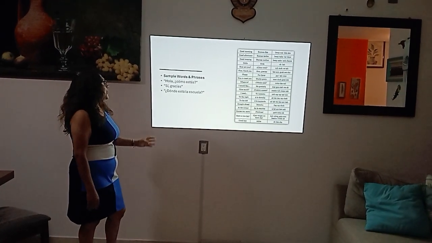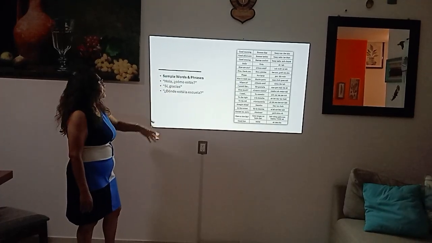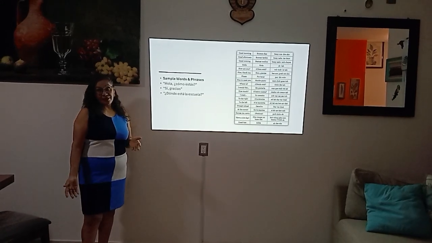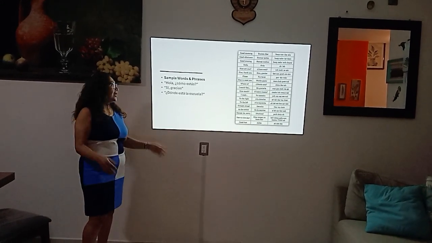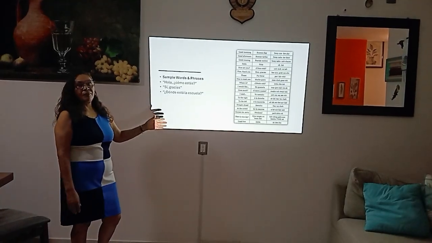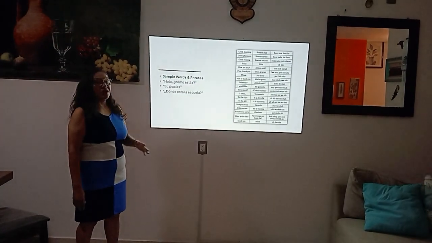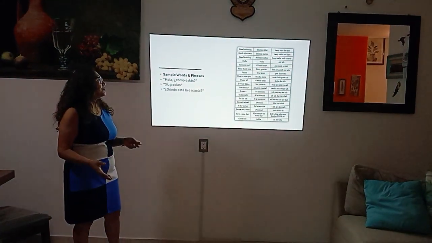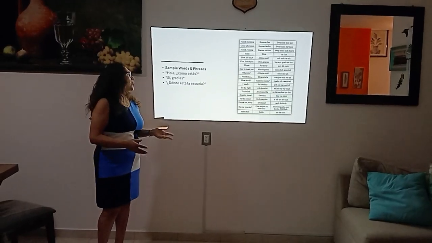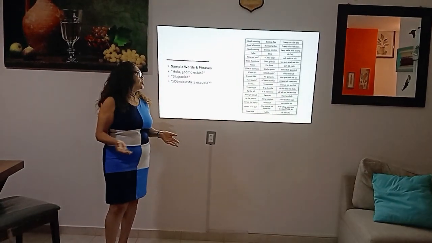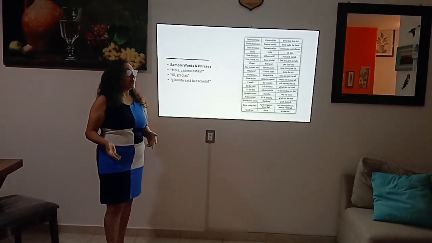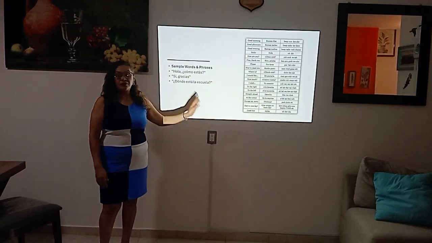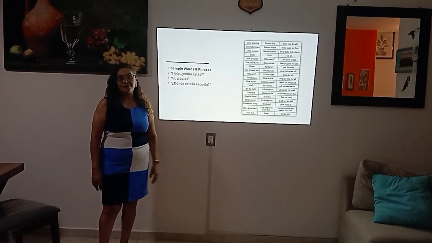So now we have sample words and phrases like hola, ¿cómo estás? Sí, gracias. ¿Dónde está la escuela? The students are going to practice that chart in order to increase their vocabulary, like saying buenos días, good morning, or mucho gusto, nice to meet you. So they will have the opportunity to practice those phrases.